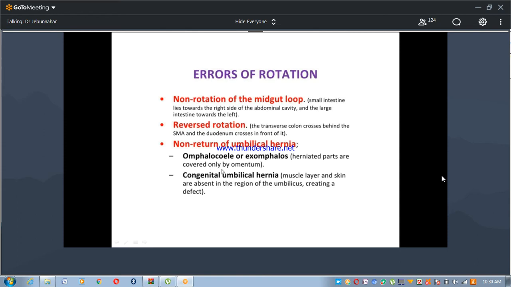there may be omphalocele or exomphalos. These herniated parts are covered only by amnion. And there may be congenital umbilical hernia. Muscle layer and skin are absent in the region of the umbilicus, creating a defect. So in omphalocele, it is covered with amnion. In congenital umbilical hernia, the muscular layer and skin may be absent.